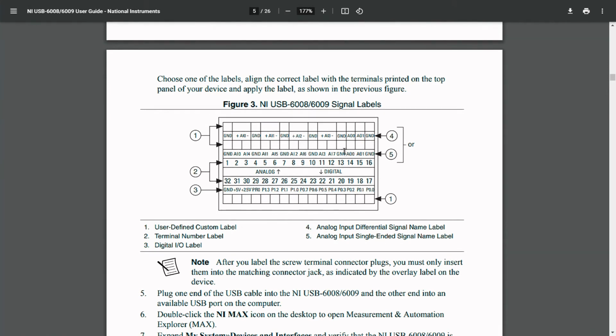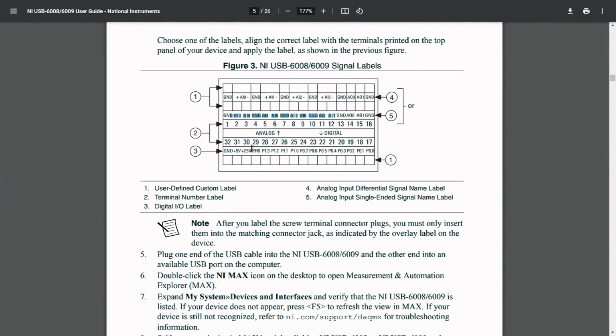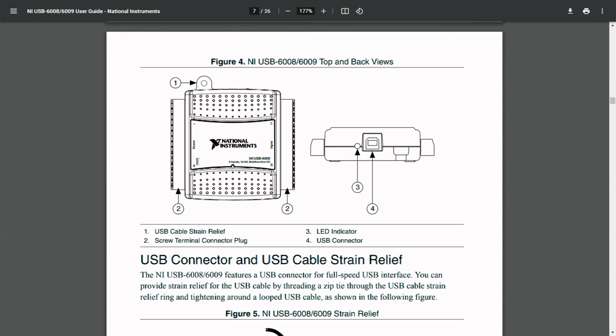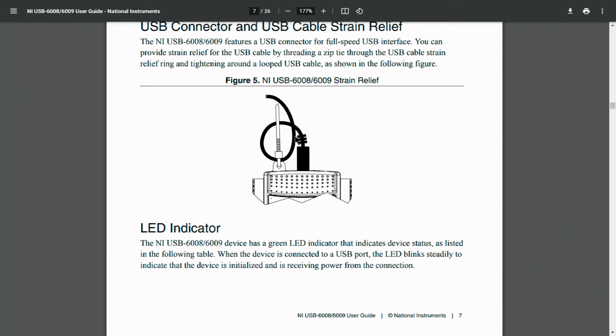So, similarly, a total of 8 single ended channels can be utilized, whereas for differential input, 4 channels can be used. Then for the digital, we have channels starting from 0 to 7, a total of 8 bits, 1 byte, and P1.0 to P1.3, so a total of 4. For the counter case, we can use PFI. Other features of the device can be seen here.